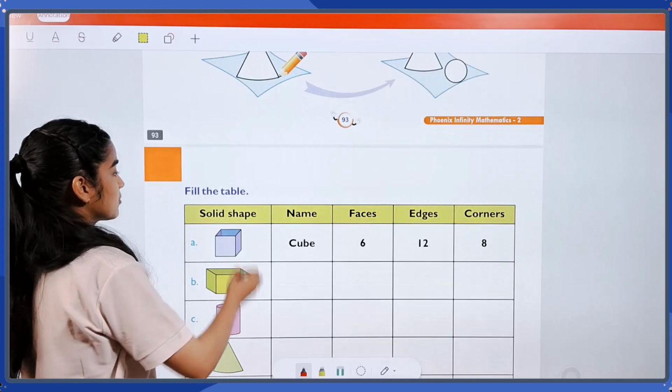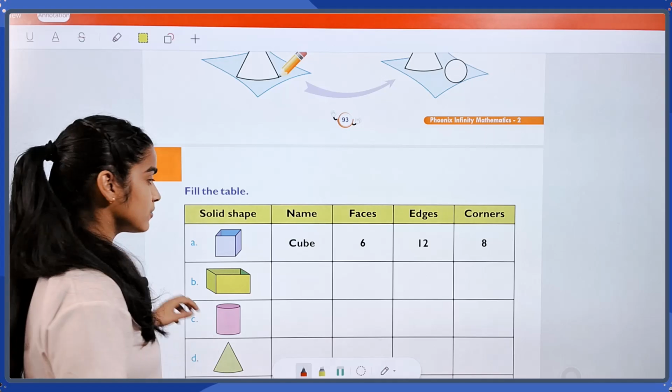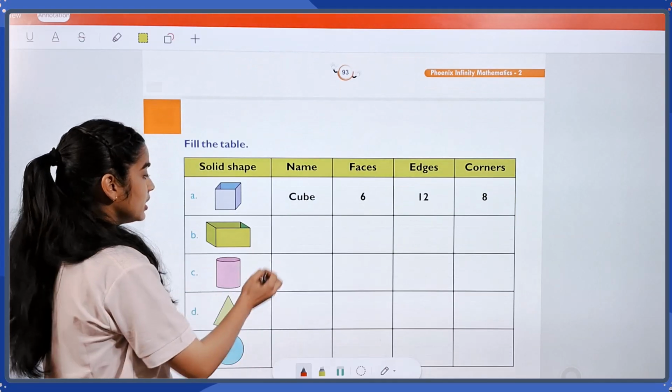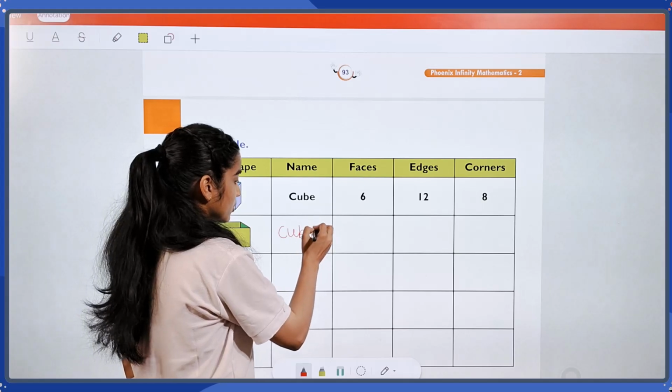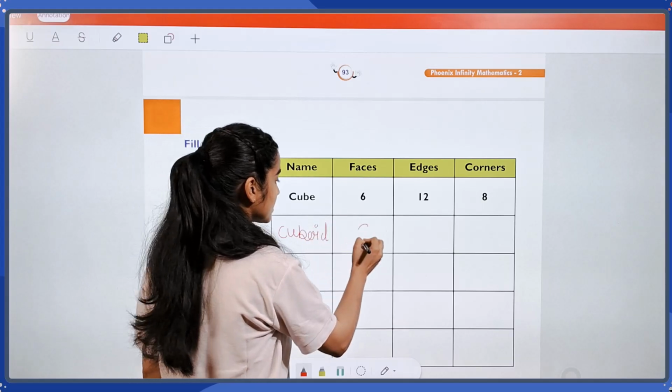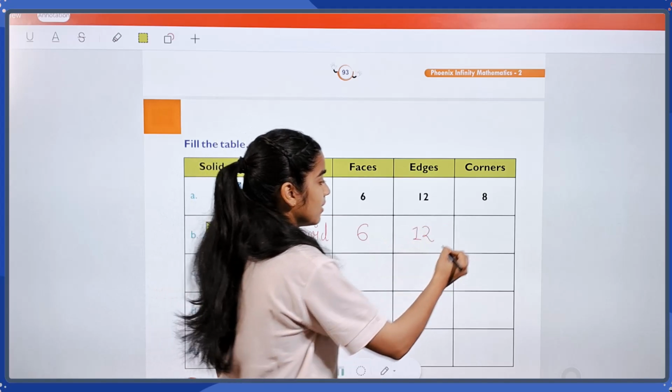Fill the table. So you have to now tell me how many faces, edges and corners we have in different shapes. So in cuboid, this is what? This is cuboid. How many faces do we have? 6. How many edges do we have? 12. How many corners do we have? 8.